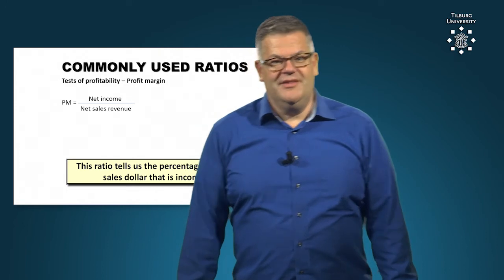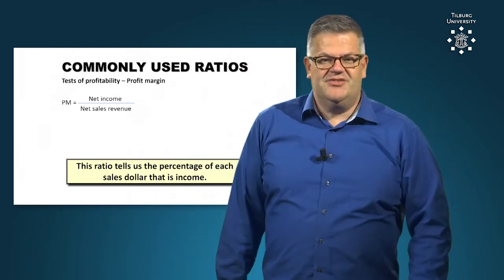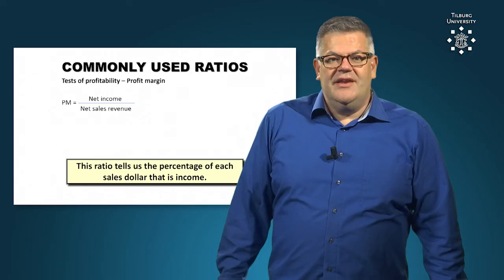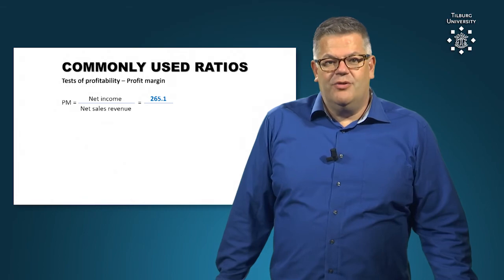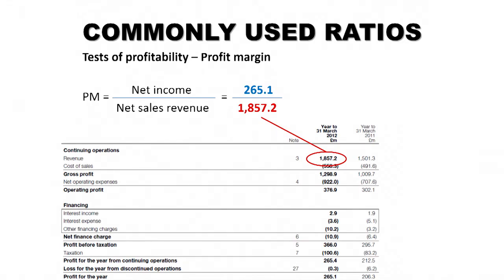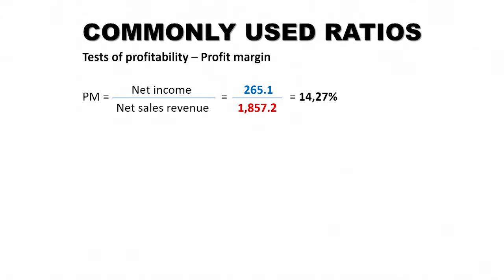Then we get the profit margin. We already discussed this. This ratio tells us the percentage of each sales dollar that is income. And here we're talking not about dollars, not about euros, but about pound sterling, because it's England. For God's sake. And important, the net income is 265.1. The total sales, the total revenues in this case, were 1.8 billion. And it gives me 14%.